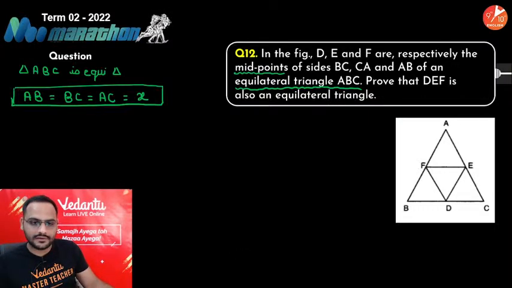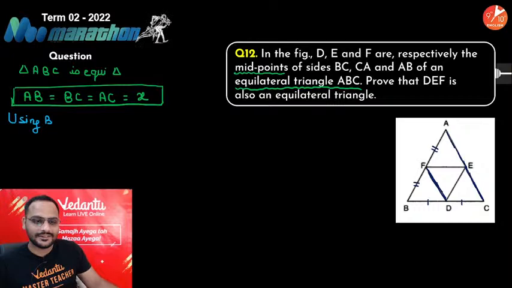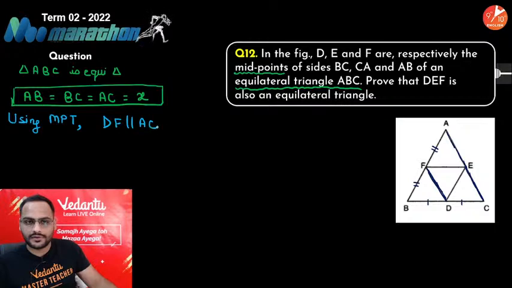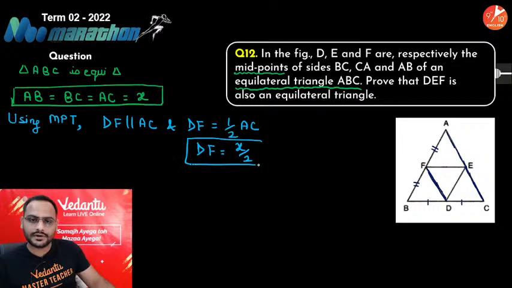Since D is the midpoint of BC and F is the midpoint of AB, if I use the midpoint theorem, DF will be parallel to AC and half of AC. Using the midpoint theorem, DF will be parallel to AC and DF will be half of AC. So DF is equal to half of AC, that is x by 2.